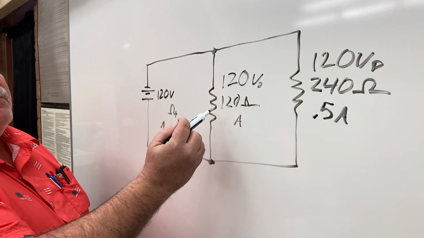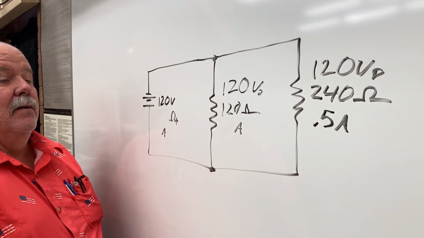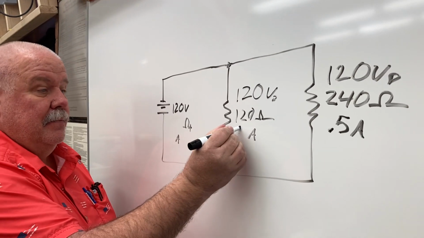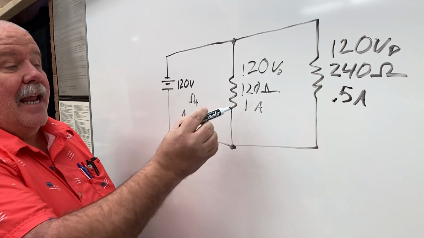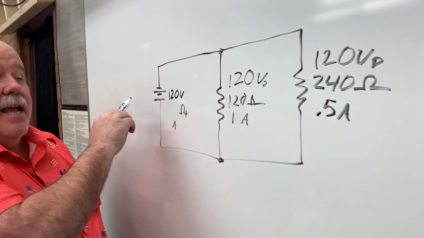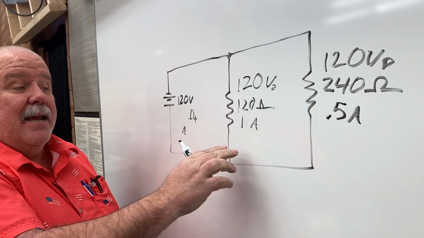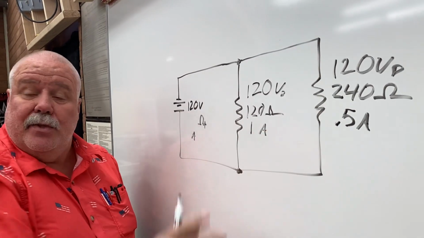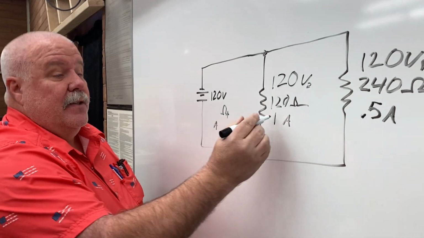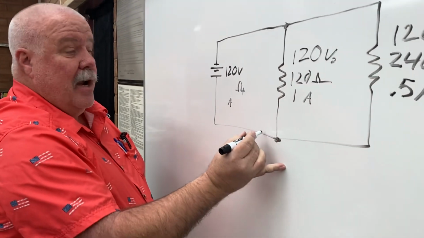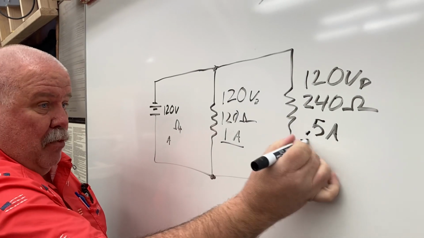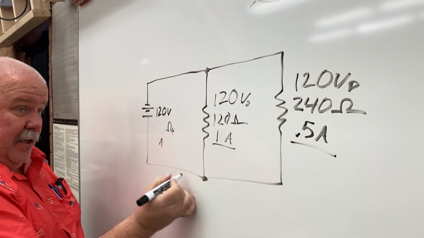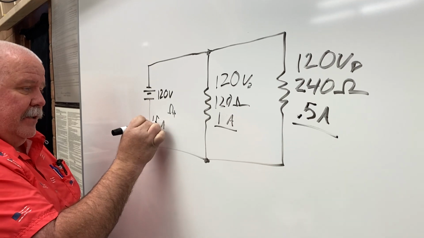120 divided by 120 gives me what? 1 amp. Now, just because it's really easy, I can add these up, because the total amperage of this circuit is going to be the same as the individual amperages through these legs, right? So these are going to get combined back up right here. This 1 amp will be added to this 0.5 amps when I get to this point. So I'll have 1.5 amps here.